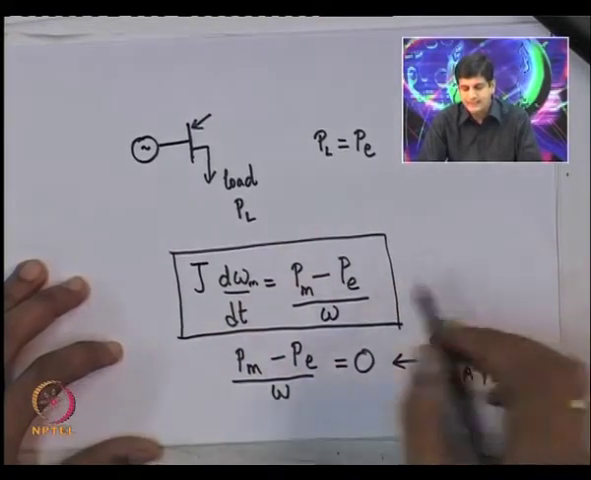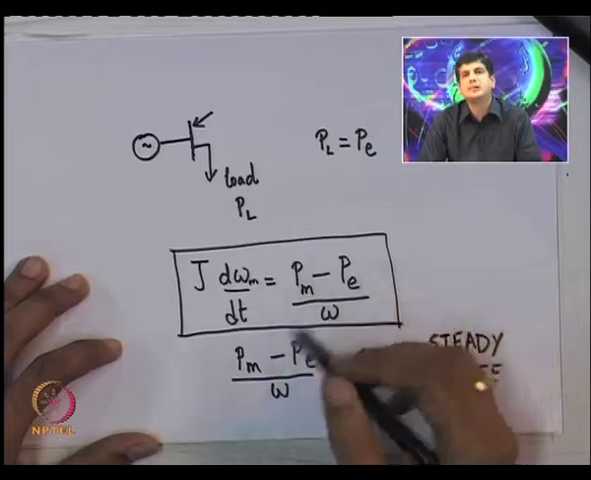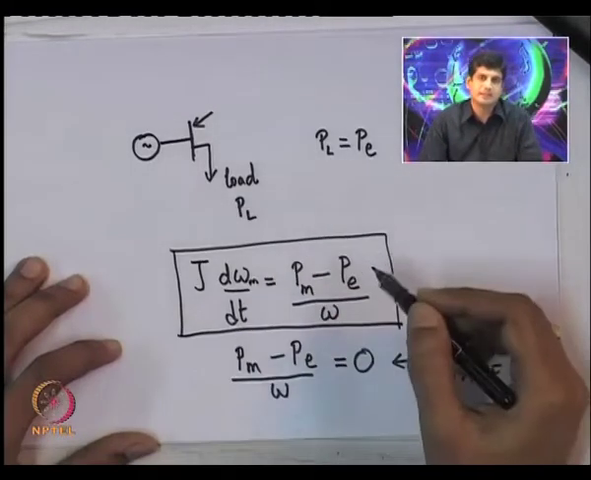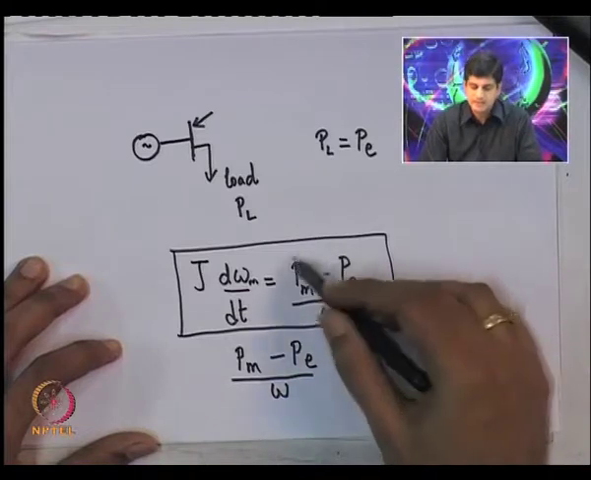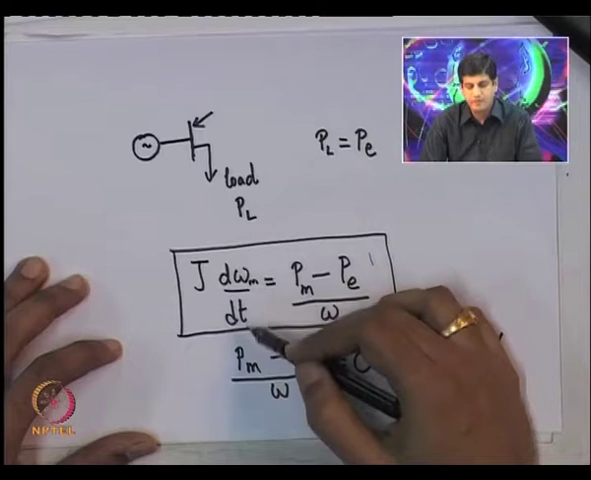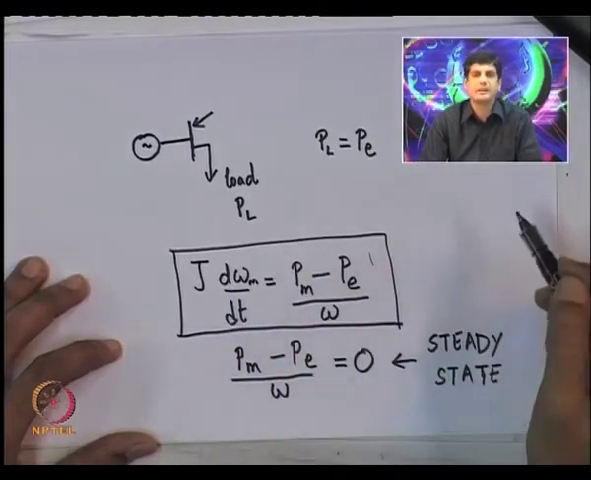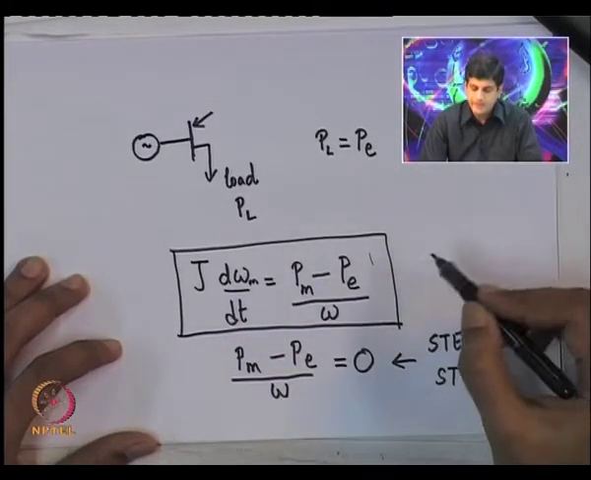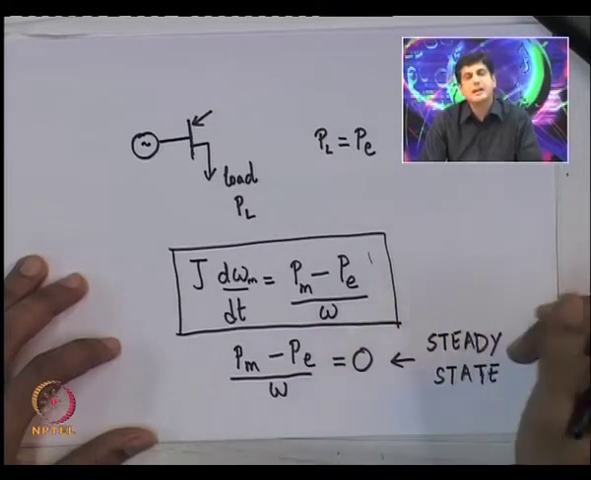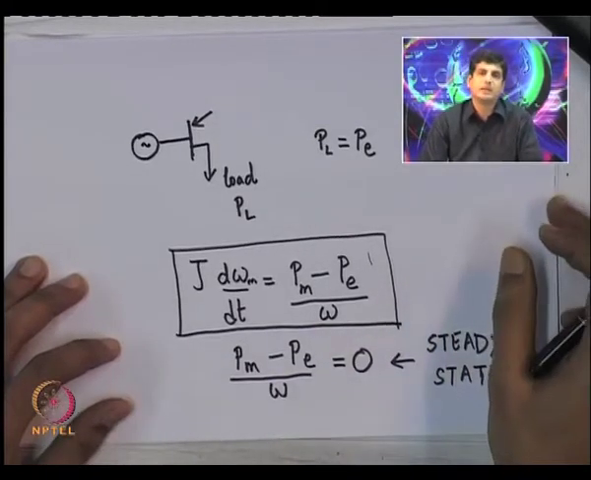Now, the point is, if P m minus P E is a constant non-zero number, the machine will never reach a steady state, because this quantity here will always be non-zero. Therefore, the machine will either accelerate or decelerate constantly. So, what we really need to do is understand how the system reaches an equilibrium.